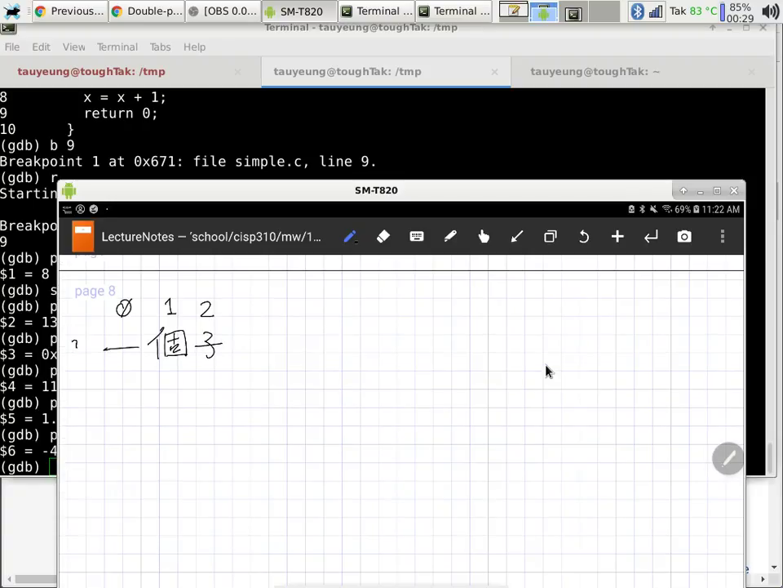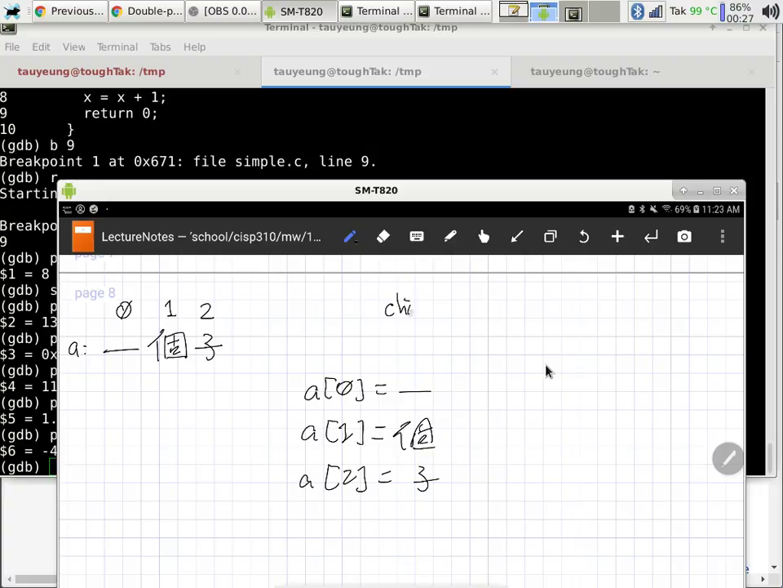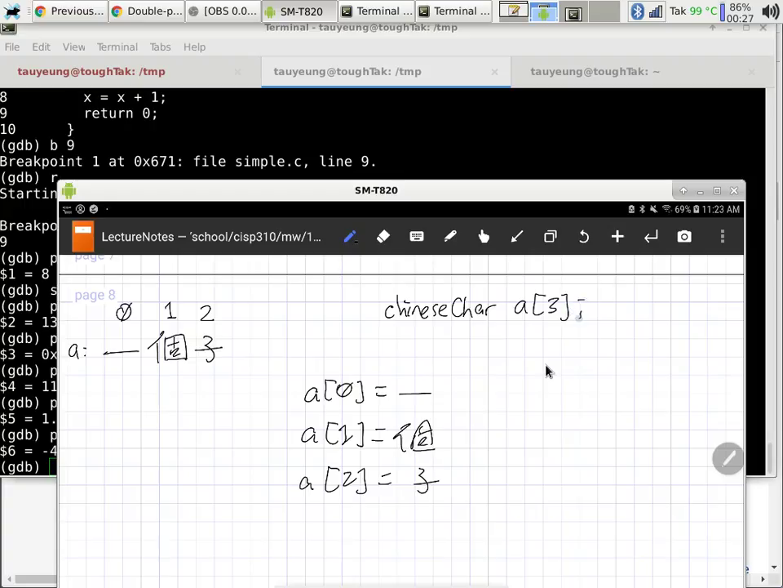So let's say this is an array. A bracket 0 is this thing, a bracket 1 is this thing, and then a bracket 2 is this thing. What do you think is going to be the type of the array? What is the type of the element of the array? Chinese characters, right? So we'll say Chinese char a bracket 3. That's basically the type of the array. Makes sense, right?